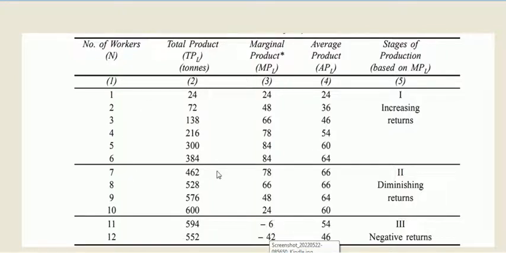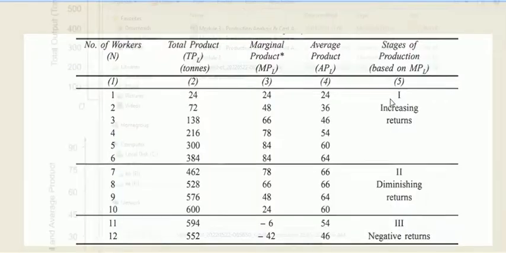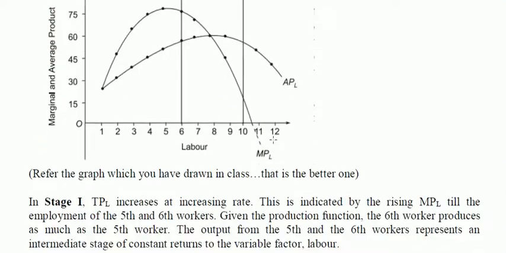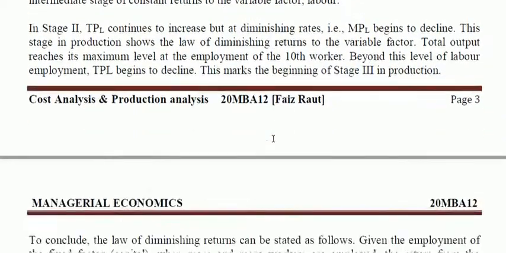So in the first stage, we are getting increasing returns. At the second stage, we are getting diminishing returns. At the third stage, we are getting negative returns. So I hope this clears the graph as well. So this is what is explained in this.